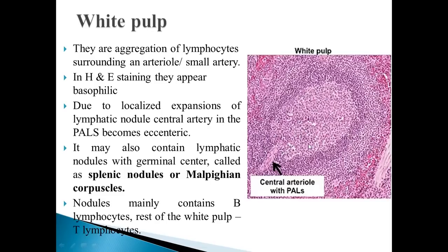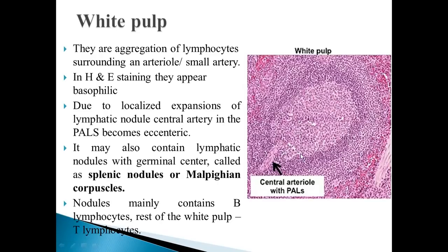So there is continuous formation of lymphocytes here, and due to this expansion, the central artery will be shifted to an eccentric, outer place. So the presence of an eccentric arteriole within this lymphatic nodule is a feature of a spleen slide, or white pulp. What is that white pulp? It is the aggregation of lymphocytes surrounding an eccentric arteriole.